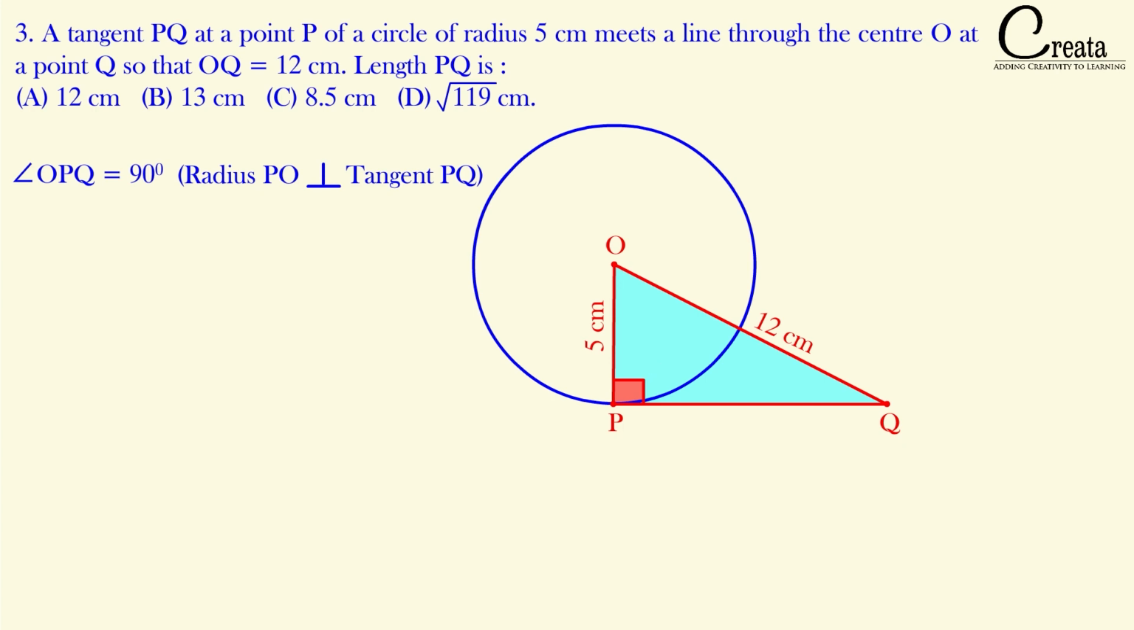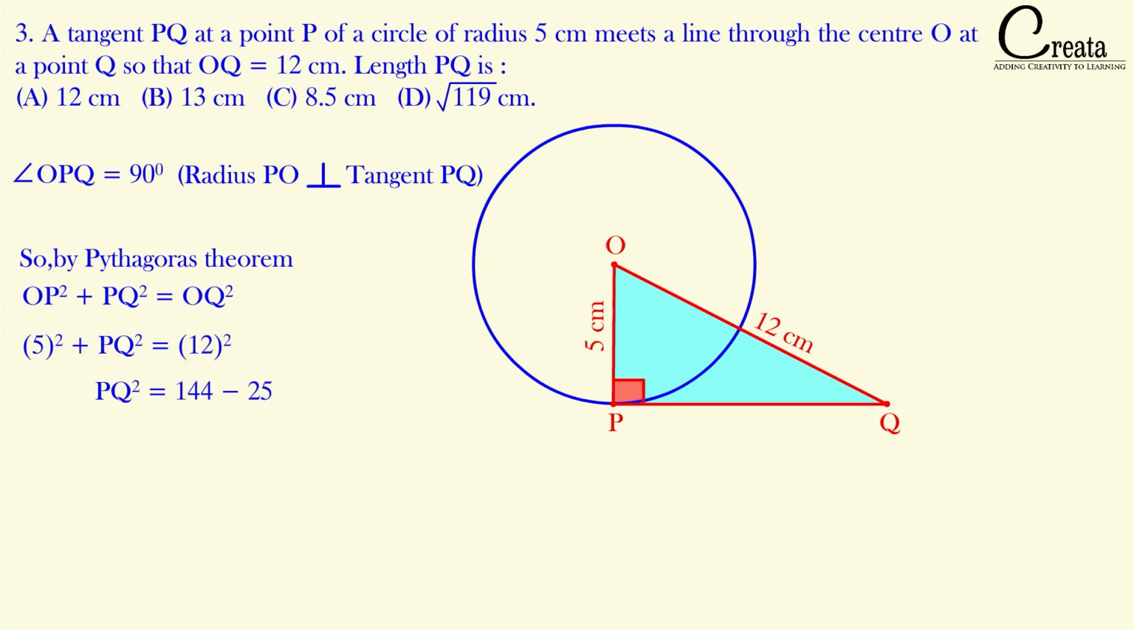We can apply the Pythagoras theorem in this triangle because it is a right angle triangle. So on applying Pythagoras, we got OP square plus PQ square is equal to OQ square. We know OP as 5 and OQ as 12. Let's put the value. We got our answer as root of 119. That is the answer of this question, that is D.